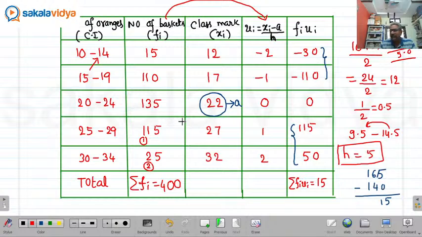So now from this table, we need to write the values. Here, A is equal to assumed mean is equal to 22, sigma Fi Ui is equal to 15, sigma Fi is equal to 400, H is equal to 5. And we need to recall the step deviation formula, substitute and you will get the answer. So that needs to be done now.